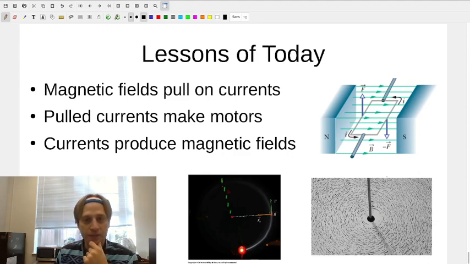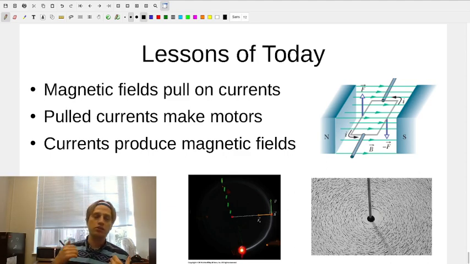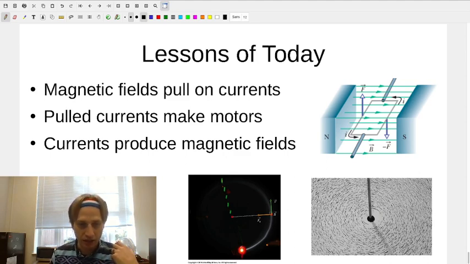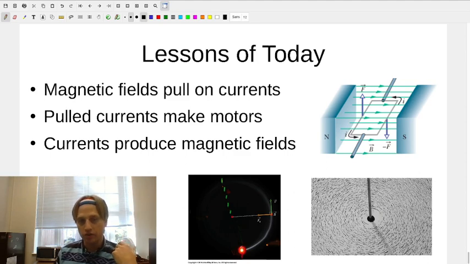And then finally, we're going to push forward and say, just as currents are pulled on by magnetic fields, currents also are the source. They're what's producing the magnetic fields. Just like in electric fields, charges were producing electric fields, and charges are getting pulled on by electric fields, currents are producing magnetic fields, and they are pulling on magnetic fields.